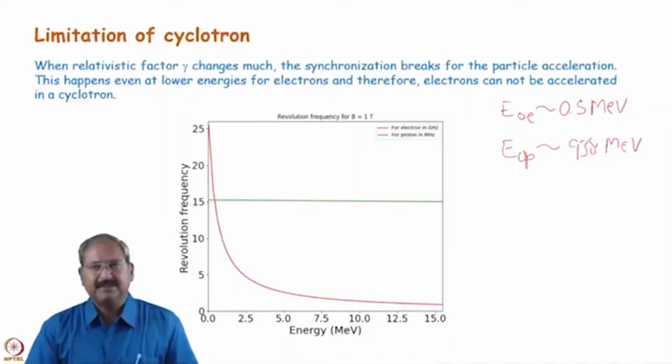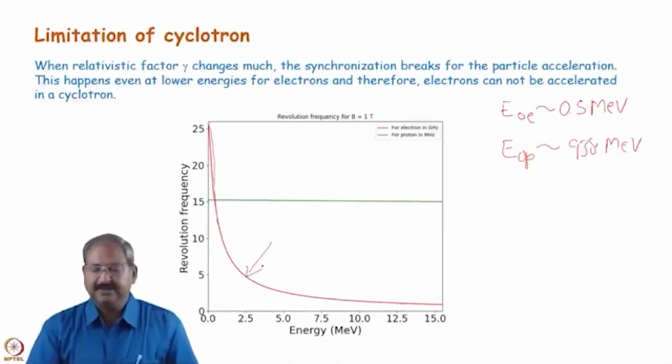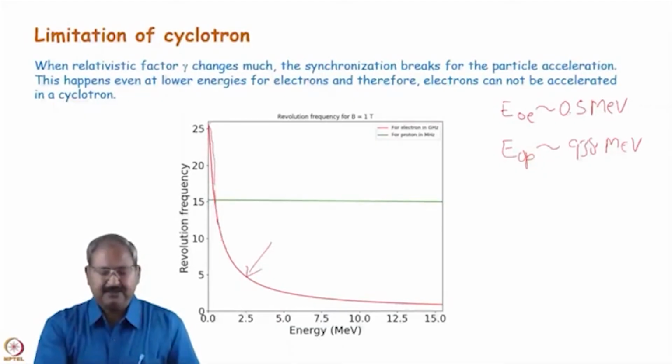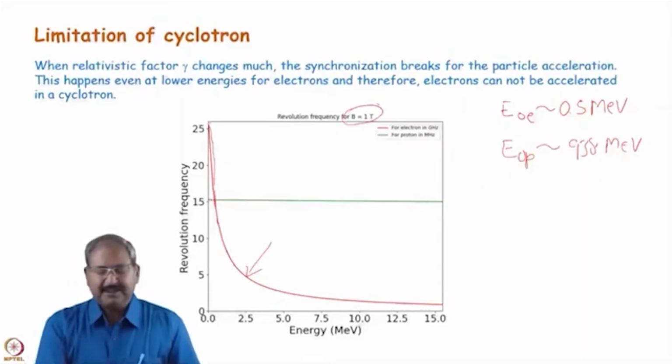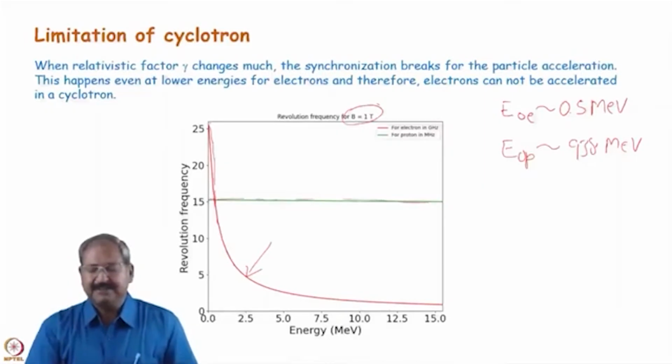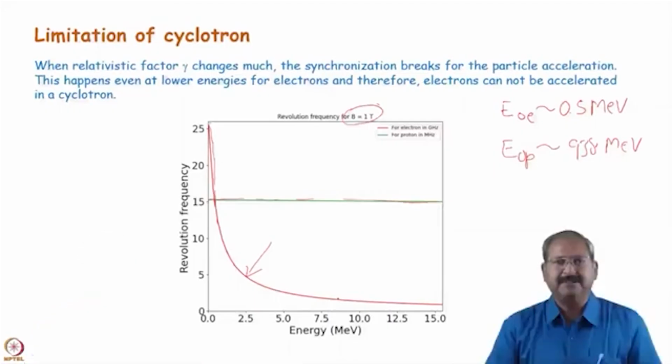So the revolution frequency, which depends on gamma, changes rapidly in the case of the electron. This curve is for electron. You can see that the revolution frequency changes rapidly if we consider B as a non-Tesla field. You can calculate it very easily using the revolution time formula, considering gamma also in the formula. While in the case of proton, it doesn't change. So protons can be accelerated nicely in the cyclotron, while electrons cannot be accelerated because synchronism will not be there.